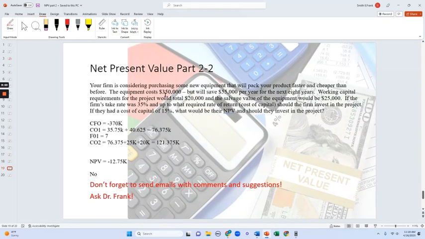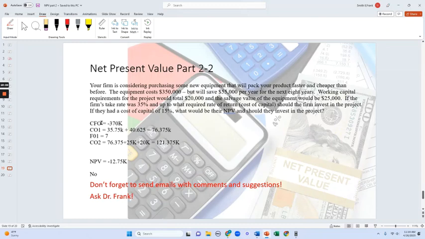Anywho, your firm's considering purchasing some new equipment that will pack your product faster and cheaper. The equipment costs $350,000, but it will save $50,000 per year for the next 8 years. So that's going to be the earnings before taxes. Working capital requirements is another $20,000. The salvage value is going to be 25. If the firm's tax rate is 35%, up to what required rate of return should the firm invest in the project?